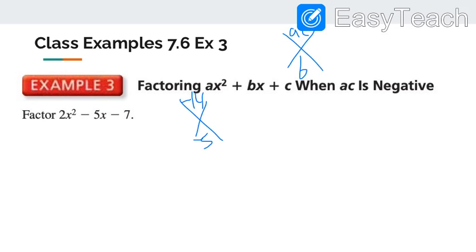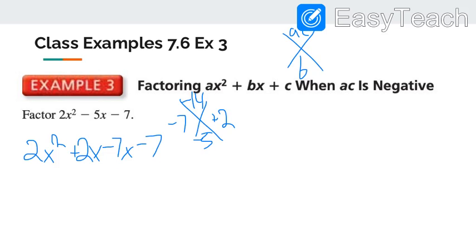Well, two things that multiply to negative 14 but add to negative 5 would be negative 7 and positive 2. In this case, I'm actually going to rewrite it with the 2 up front because I noticed that there's a 2 here and there's a 2 here, and there's a 7 here and a 7 here. It's going to help me rewrite this a little bit better. So I can rewrite this as 2x squared plus 2x minus 7x minus 7.